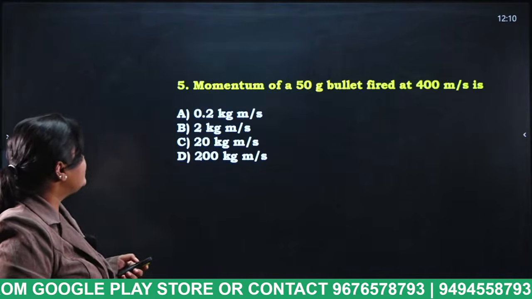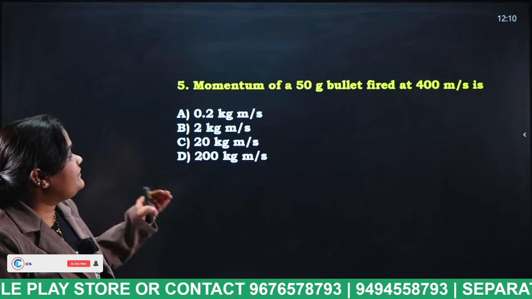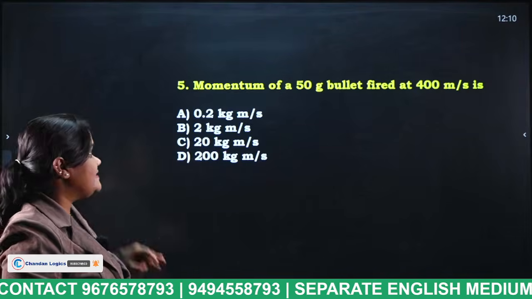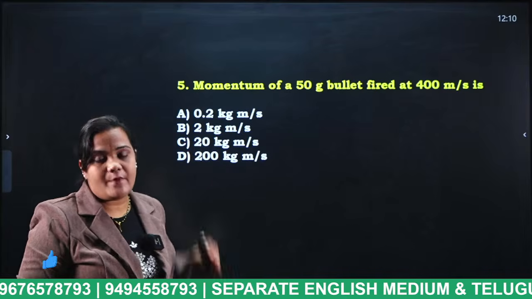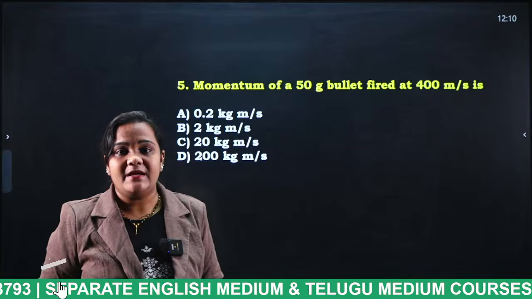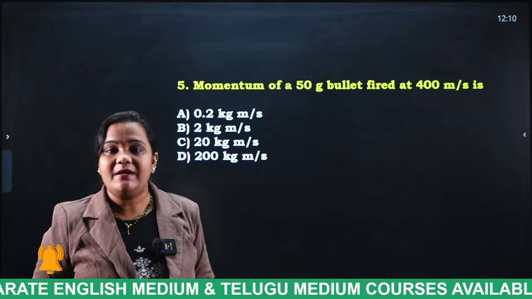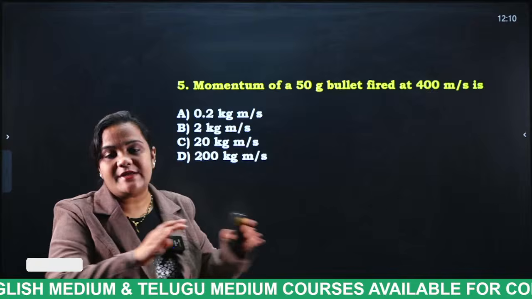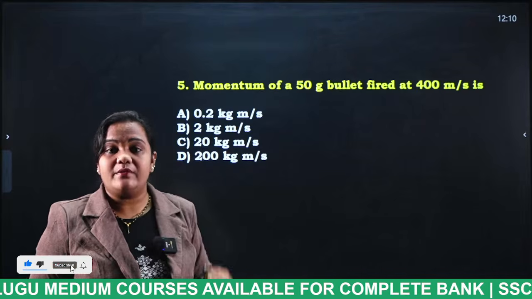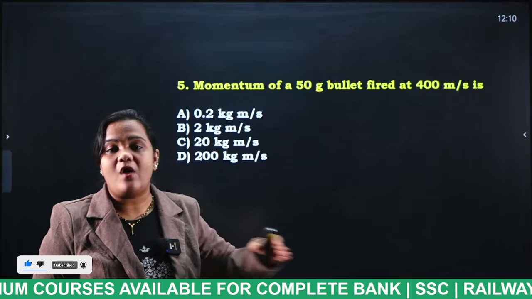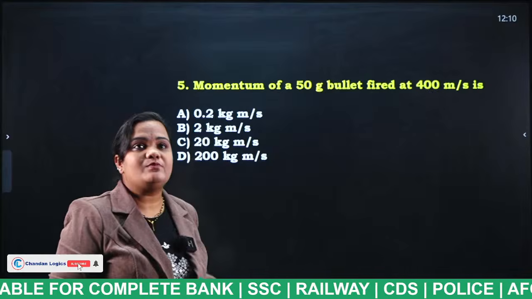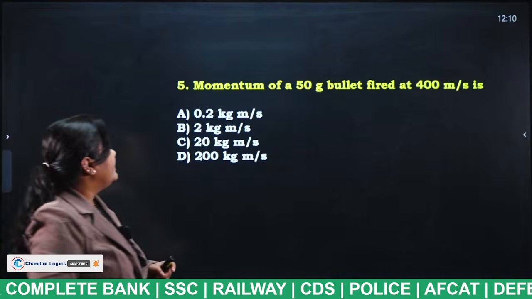Okay, so next question. Momentum of a 50 grams bullet fired at 400 meters per second is. So this is another type of problem. I have told you two types of change in momentum formulas, right? If the force and time are given, we have to take the product of force and time. If the mass and velocity are given, the momentum formula will be mass into velocity. Now try to solve this problem, students.